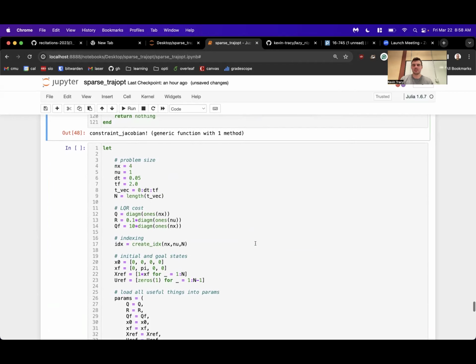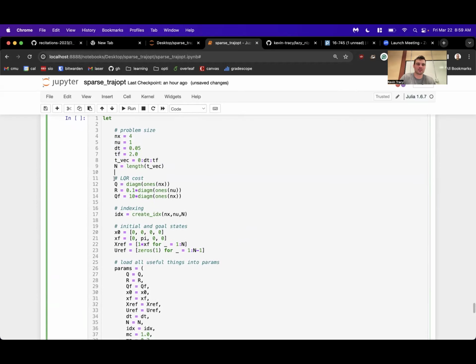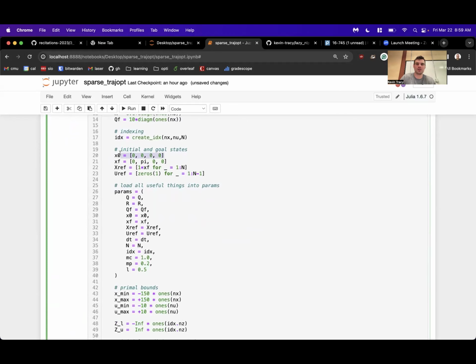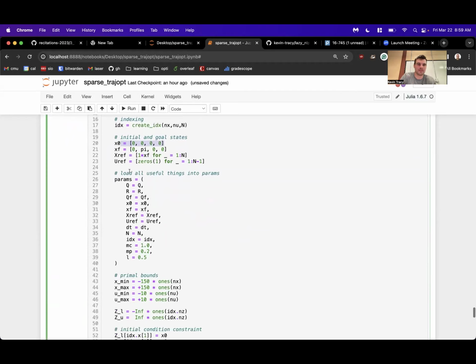And now that's basically all I had to do to specify my problem. So now problem size, I have 4 states, 1 control, dt of 0.05, solving for a 2-second trajectory. LQR cost, here are my cost values. Indexing, initial goal is going to be the cartpole down, and final goal is cartpole going up. This is the exact same problem from homework 3.